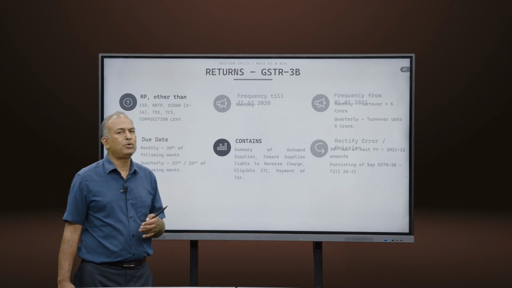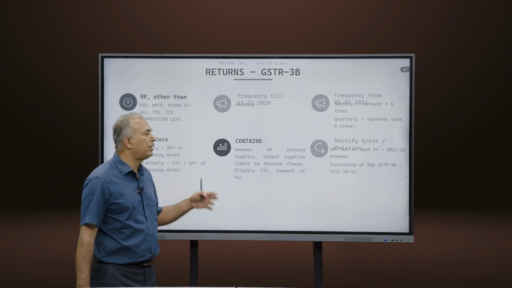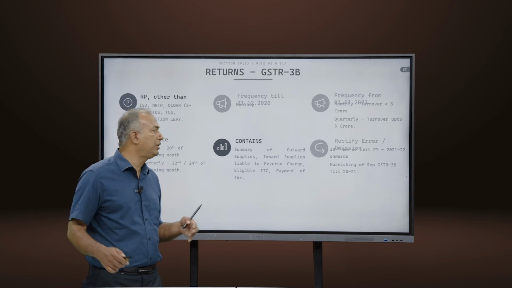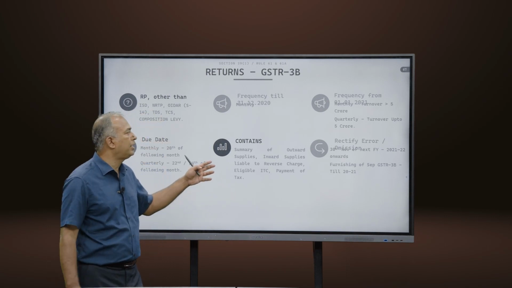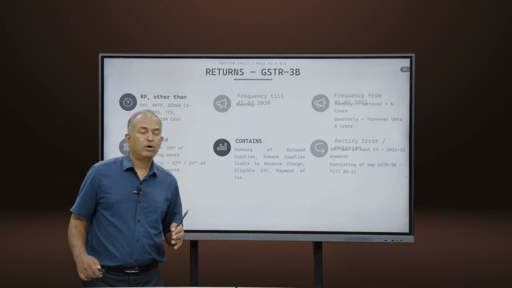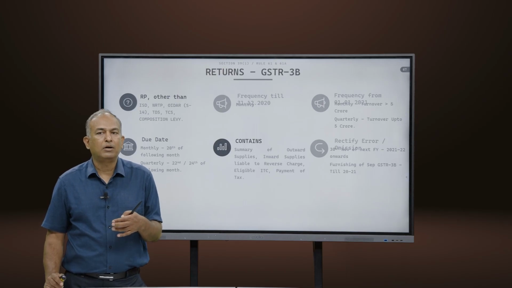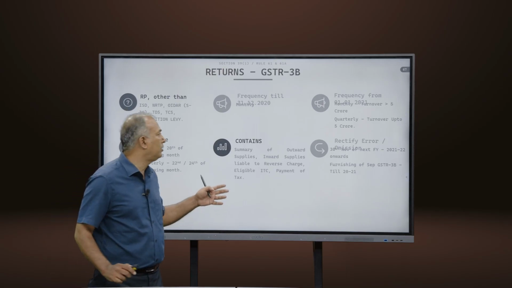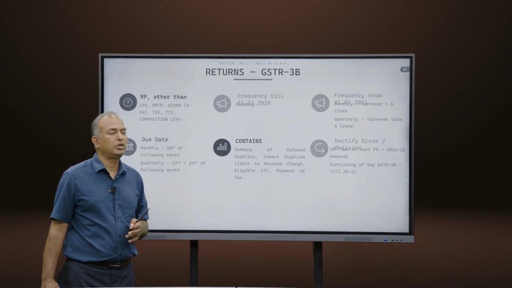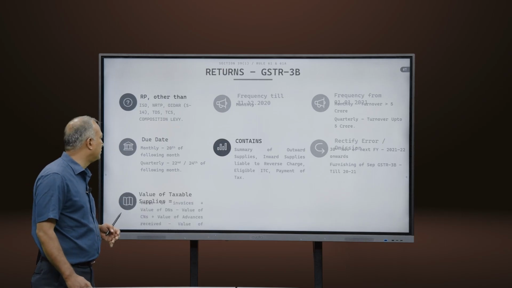Is it possible to rectify an error? It is very much possible. Similar to the GSTR 1, you can rectify an error, or if you have missed out making an entry, you can always add it there. But the only condition is that from 21/22 onwards, the available amendment date is 30th of November of the next financial year. If it is till 2021, it is the furnishing of September GSTR 3B, or the due date of September GSTR 3B.